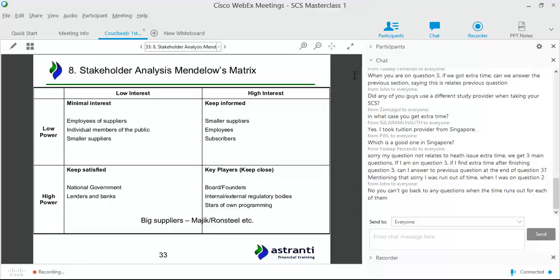In the bottom left-hand corner, we move into the stakeholders with a lot of power, starting with keep satisfied, who are ones with power, but not too much interest. And the classic examples of keep satisfied stakeholders are banks and governments.